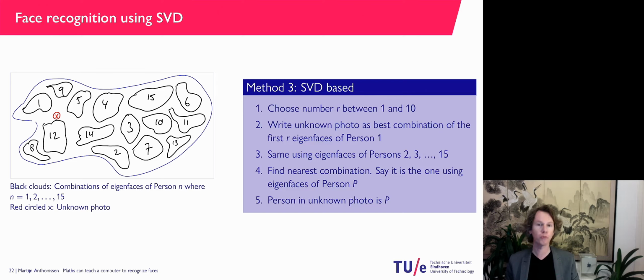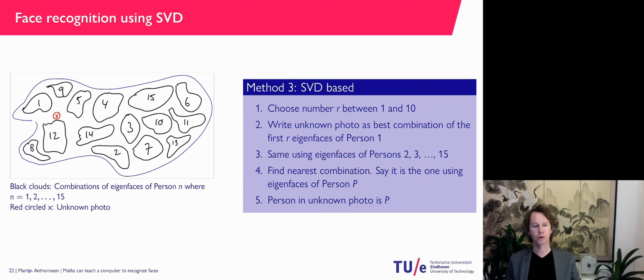We choose some number, the number of eigenfaces per person that we would like to use. I write the unknown photo, so the red cross here, as the best combination of the first r eigenfaces of person 1 and then person 2, 3 and so on. So you can do that. I do not really give the details here, but you can do that. And then you find the nearest combination, so the best combination. And if that is the combination from the eigenface of person P, I'm going to label my photo as such.